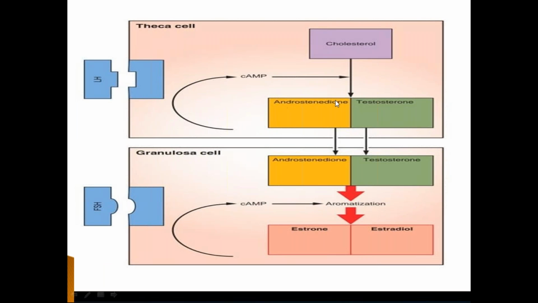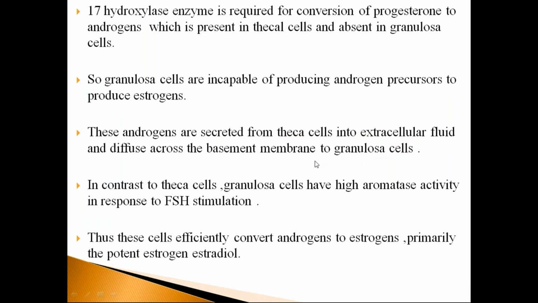So these androgens, which are synthesized from cholesterol by the enzyme present in the theca cells, diffuse through the basement membrane into the granulosa cells, and granulosa cells have rich aromatase activity. Aromatase is again an enzyme which is required for the conversion of androgens to estrogen. In contrast to theca cells, granulosa cells have high aromatase activity in response to FSH stimulation, because they are under the control of FSH. So these cells efficiently convert androgens to estrogen, primarily the potent estrogen, estradiol.